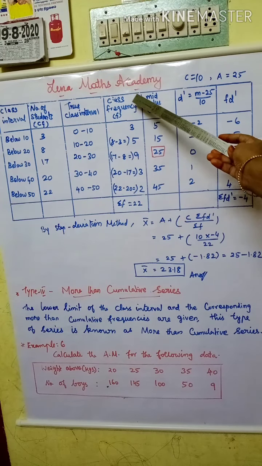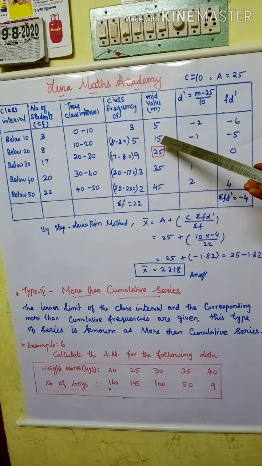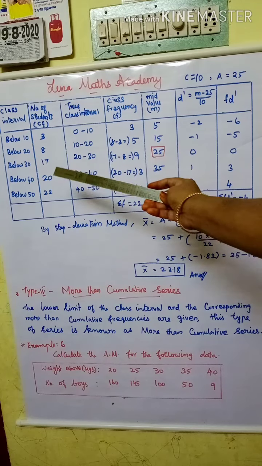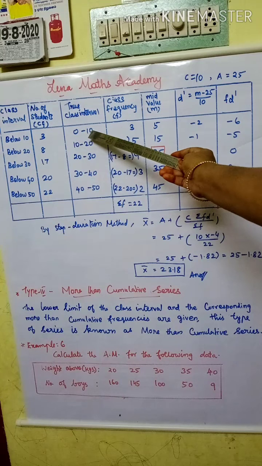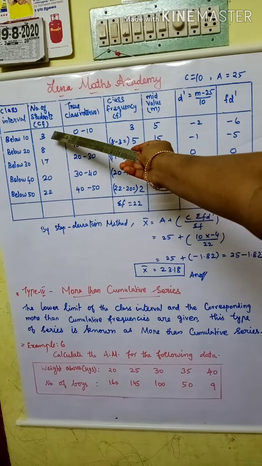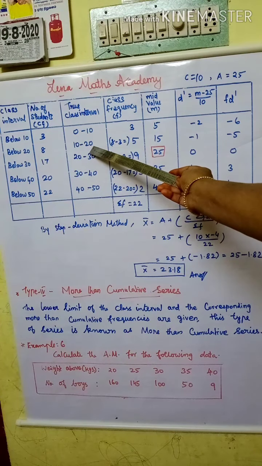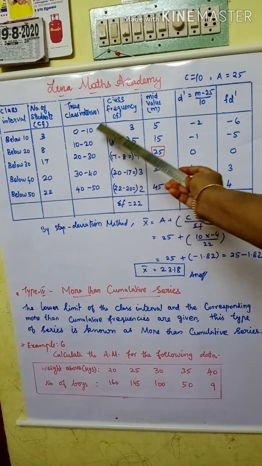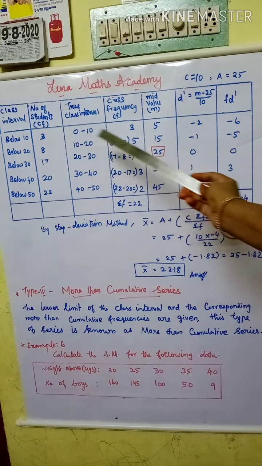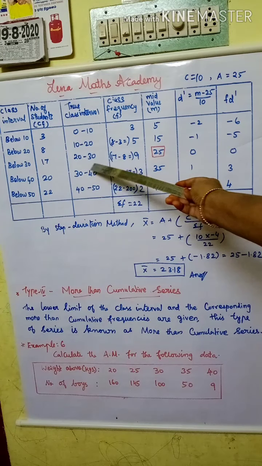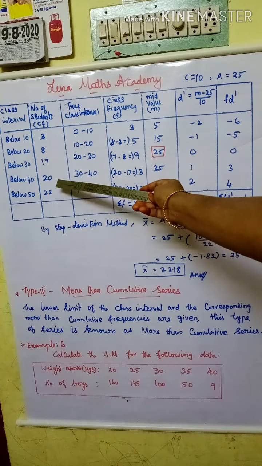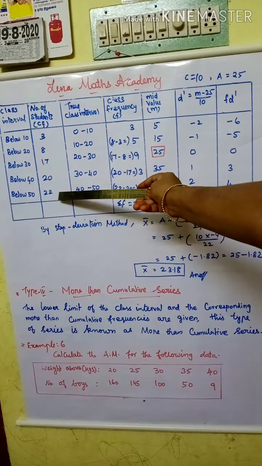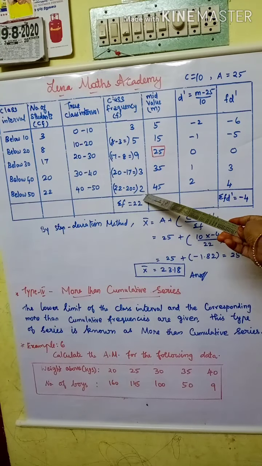Next we calculate class frequency. Class frequency is nothing but the number of students whose marks lie within the class interval. So for the first interval 0 to 10, the class frequency is 3. Next, 10 to 20, class frequency 8 minus 3, 5. 20 to 30, 17 minus 8 is 9. Next, 20 minus 17 is 3. Last value, 22 minus 20 is 2.